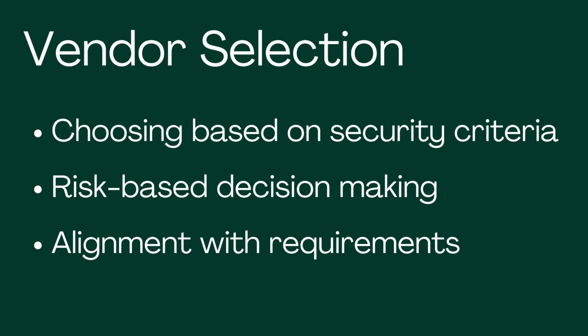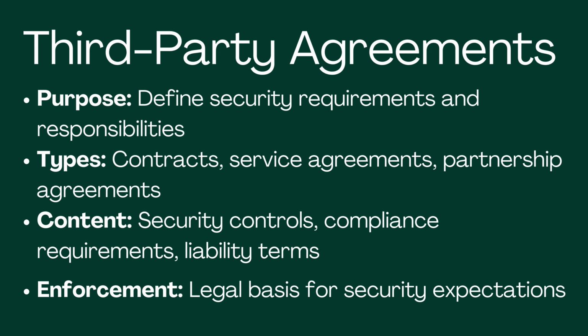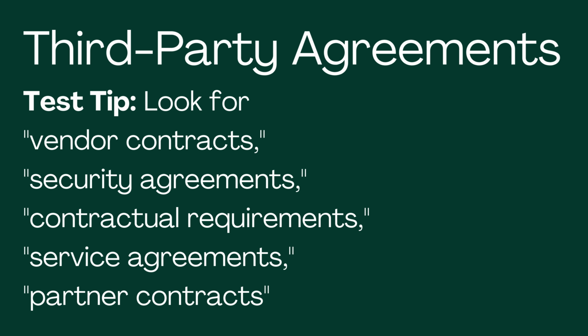And here we have selection, which involves choosing vendors based on their security capabilities, risk levels, and alignment with organizational requirements. So partner selection, vendor choice, provider choice, and so on. Maybe even vendor decisions. Agreements are contractual documents that define security requirements, responsibilities, and expectations for third-party relationships. Watch for vendor contracts, security agreements, contractual requirements, service agreements, or partner contracts.